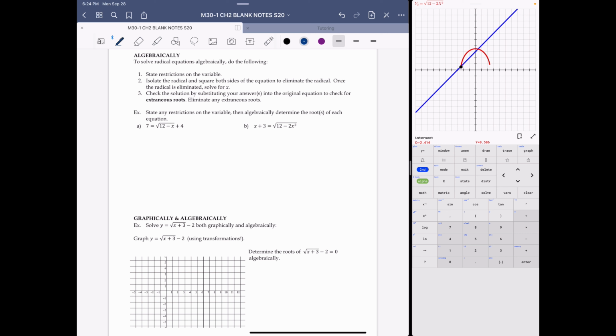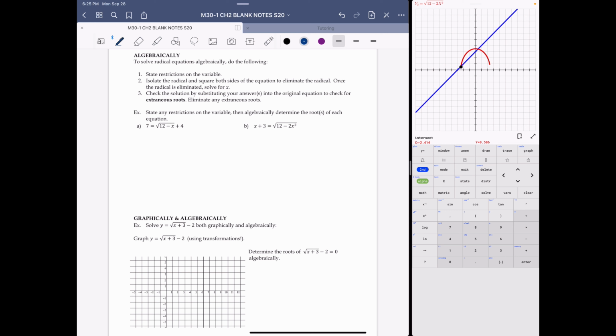Next, let's solve algebraically. First step is to state the restrictions on the variable before we do any manipulating of the function. Step 2 is to isolate the radical and square both sides of the equation to eliminate the radical. Once the radical is eliminated, then we solve for x. Step 3, always check the solutions by substituting your answers into the original equation to check for extraneous roots and eliminate any extraneous roots. First example, state any restrictions on the variable, then algebraically determine the roots of each equation.